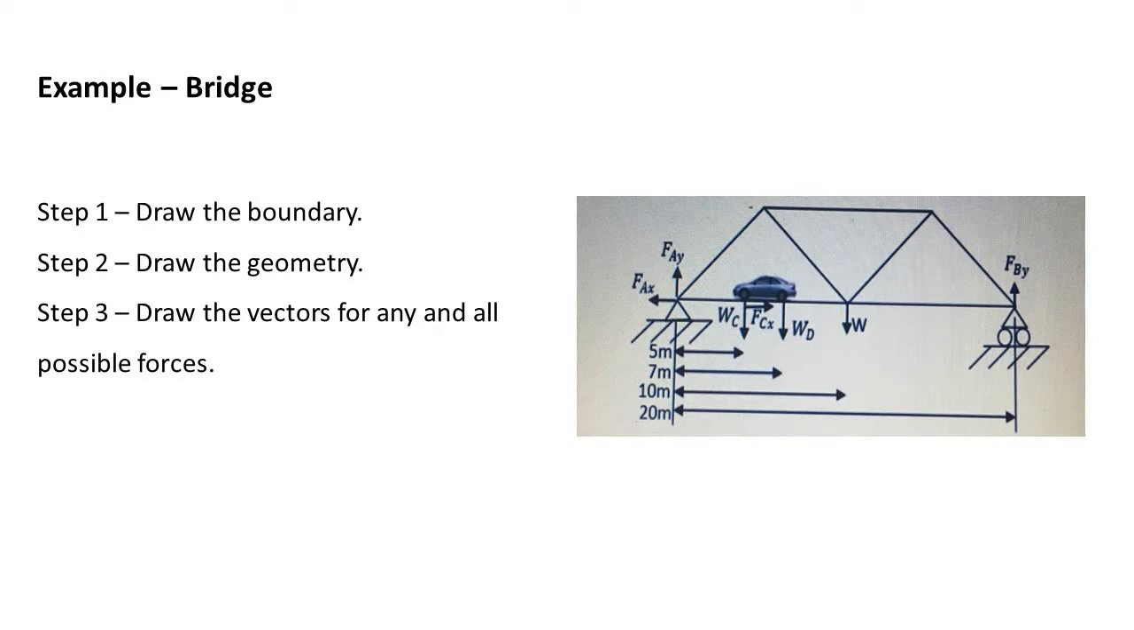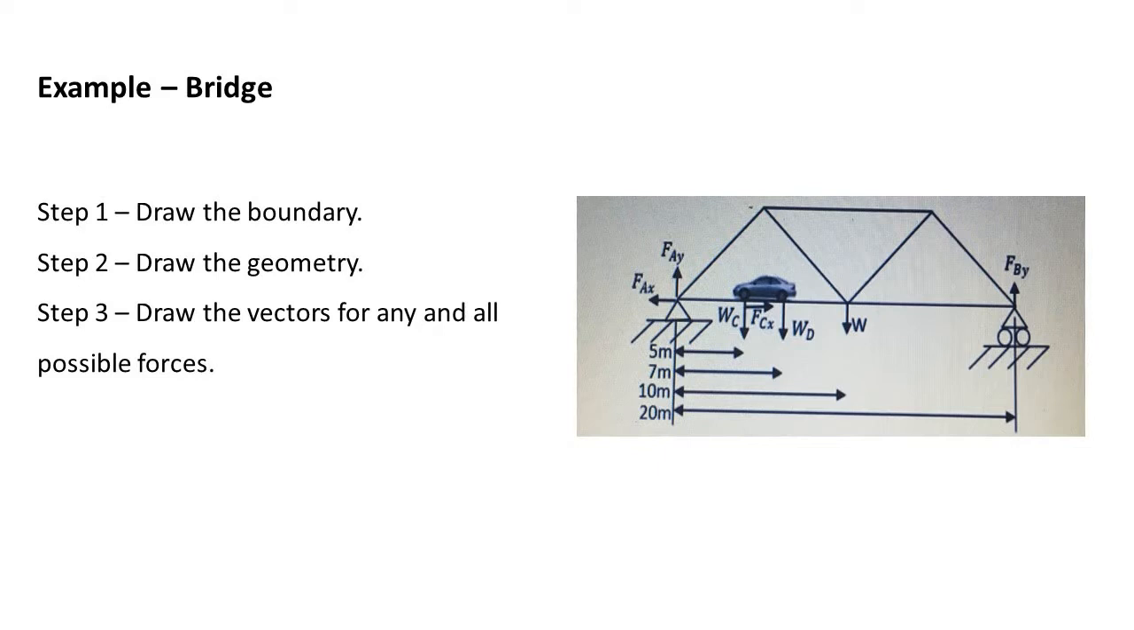Second, we will draw the geometry. Since there is a plane of symmetry, draw it from the side. Show the road support connections with little triangles. And third, draw the vectors for any and all possible forces.